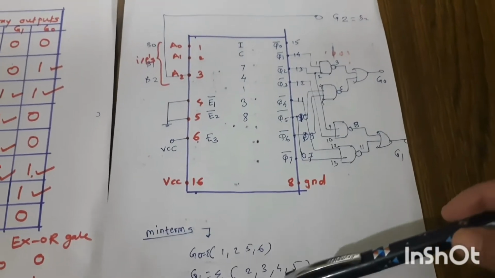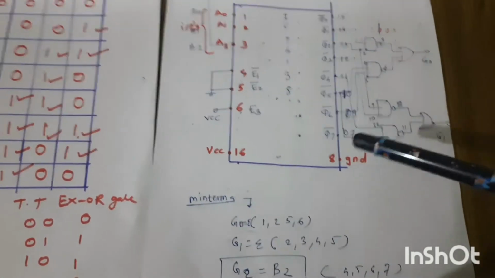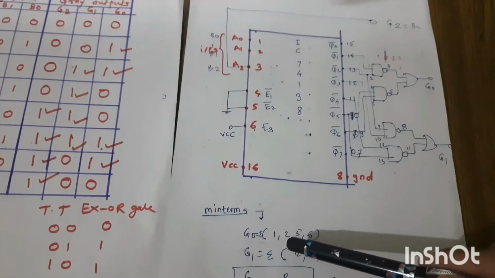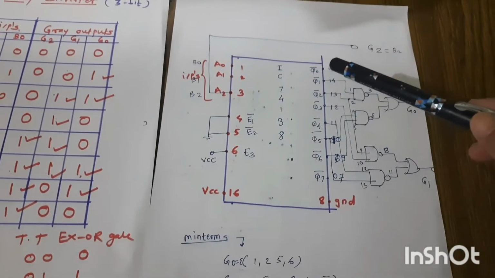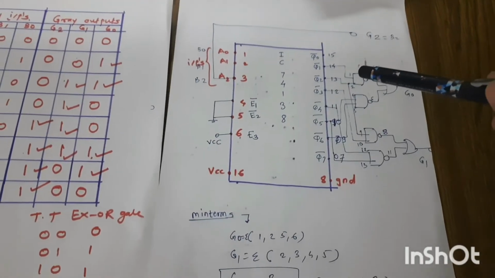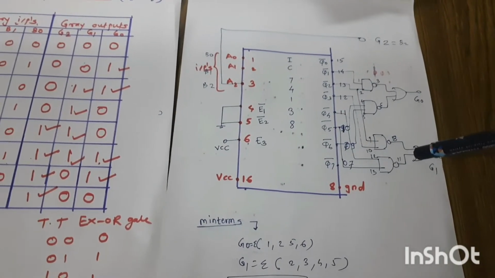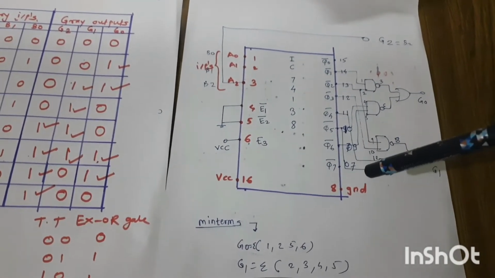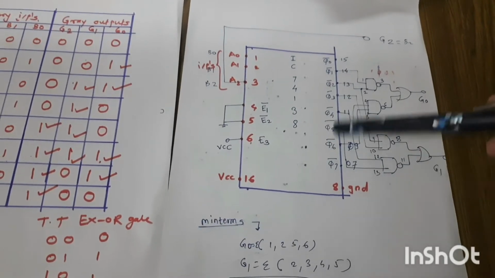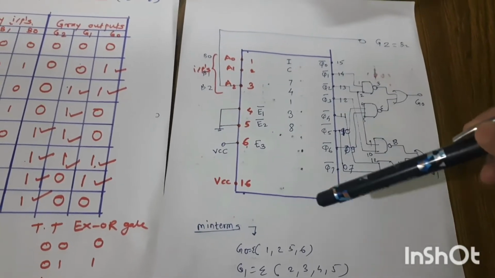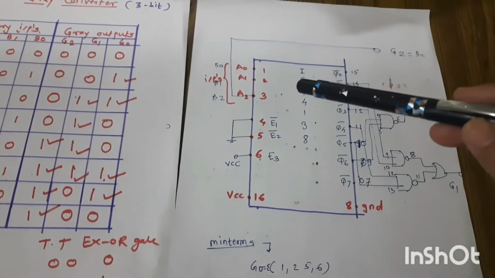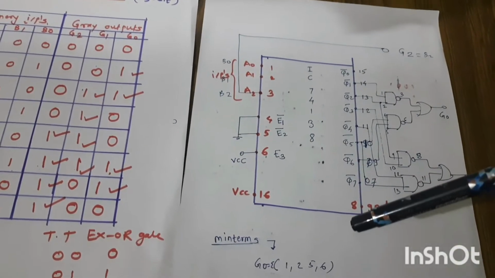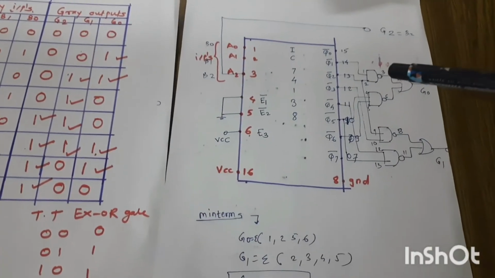So how we can draw the circuit? It is very simple to draw the circuit diagram, you just have to connect these minterms. Now you can see we have used here 4 NAND gates and 2 OR gates. Why NAND gates? Because these minterms we have to connect to the output pins, and the output pins of the IC 74138 are active low pins. Okay, so how can we draw it?